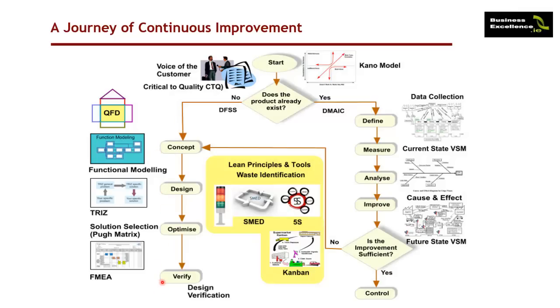optimize it, and verify it. In both cases, we're going to use the lean principles to identify waste and eliminate waste. So concepts such as 5S, SMED, process mapping, value stream mapping, etc. We'll be using all of these concepts. Primarily what we're going to do in this module is focus on the DMAIC process: define, measure, analyze, improve, and control.